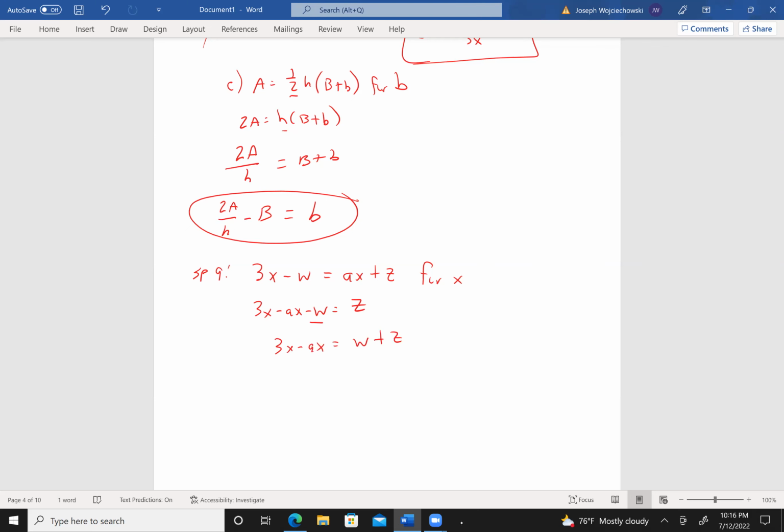Now I can factor x out of both of these and get x times 3 minus a equals w plus z. Then I can divide by 3 minus a. X equals w plus z over 3 minus a.